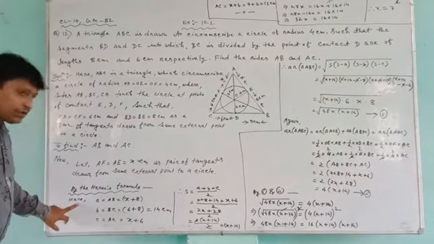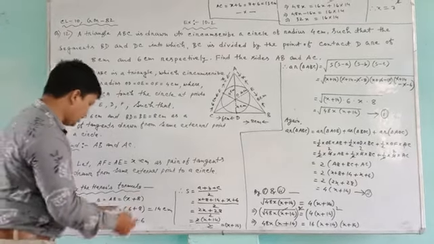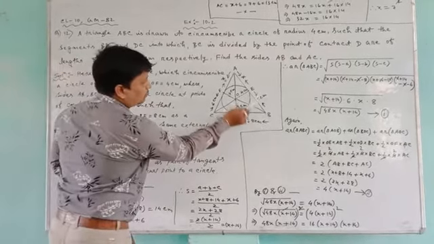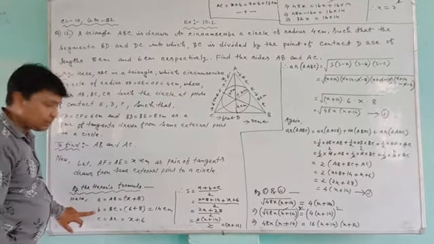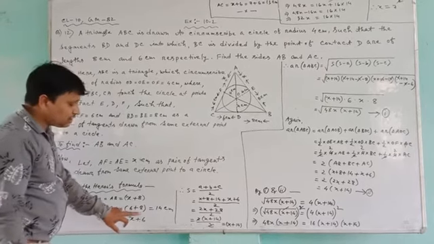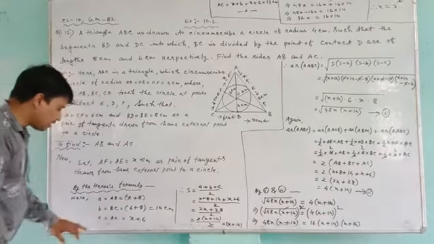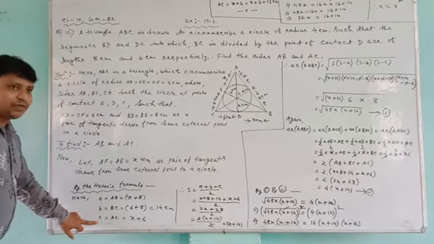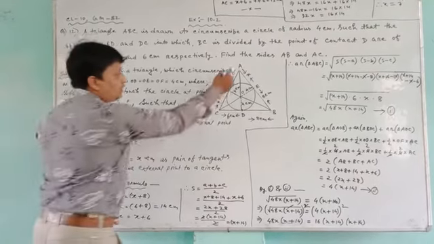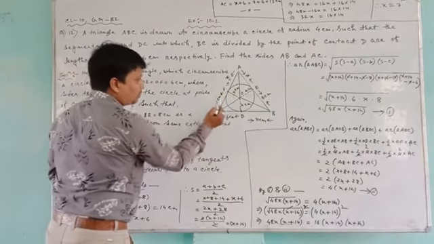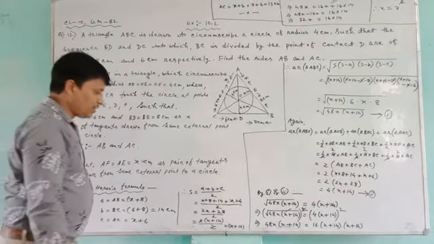In Heron's formula, A means AB, equal to x plus 8, as you can see in the diagram. Then small letter B in Heron's formula is BC, equal to 6 plus 8, equal to 14 centimeter. Then small letter C is AC, equal to x plus 6 centimeter. So these three measurements are already declared.